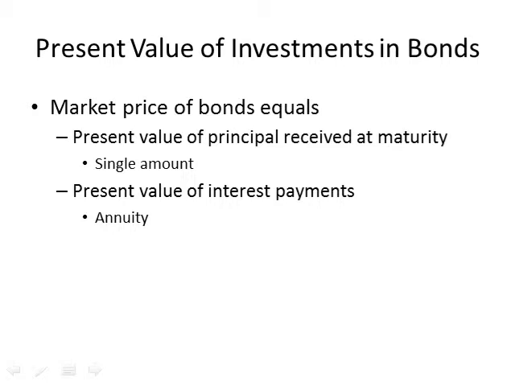So let's say that again. If I'm trying to calculate the present value of an investment in bonds, I calculate the present value of the future amount that I'm going to redeem the bond at, plus I calculate the present value of the stream of interest payments that I'm going to receive as a result of holding the bonds over that time. The sum of those two gives me the present value of investments in bonds.